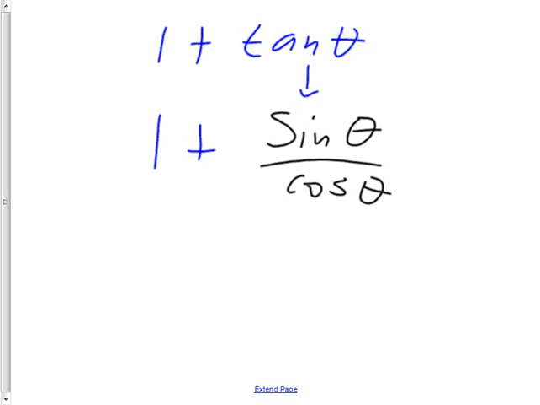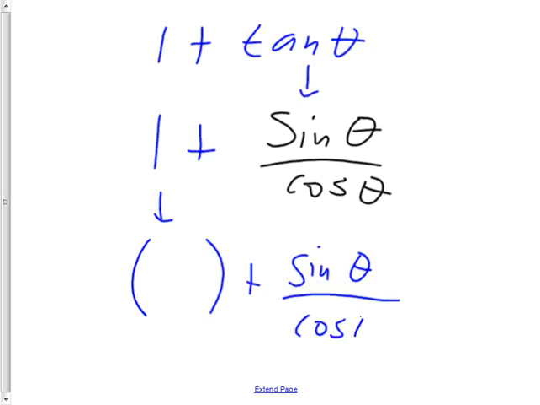Then here's a little outside-the-box one. This 1 right here, what could you replace it with that would kind of work nice with this? Instead of 1, I could put cosine over cosine. Very good. Why is that smart? Because now they have a common denominator, and now I could actually add them.